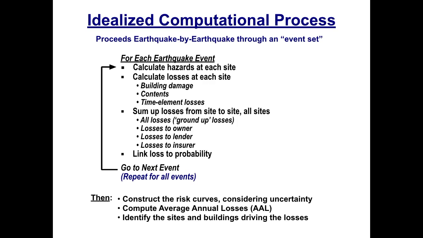And we construct then the aggregate or portfolio-wide loss, and we allocate the loss to the various different users, to owners, to lenders, to insurers, to others who may have a stake in the losses. Those losses are then linked to a probability, an annual probability of occurrence or an annual frequency of occurrence, and then we proceed to the next earthquake. We repeat the process for all of the different earthquakes, and then we take that large list of earthquakes and probabilities and consequences and sort them from the most severe consequences down to the least severe consequences, and we construct risk curves considering uncertainties, we compute average annual losses, and we identify the sites and buildings that drive the losses.